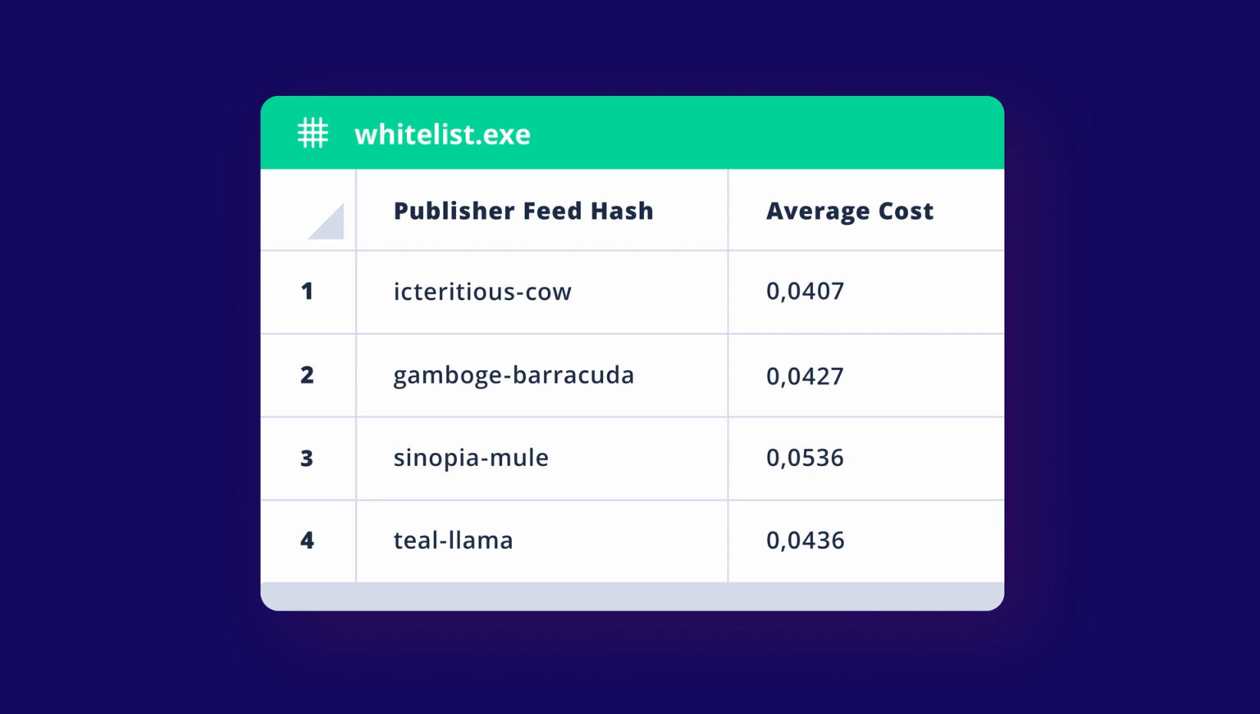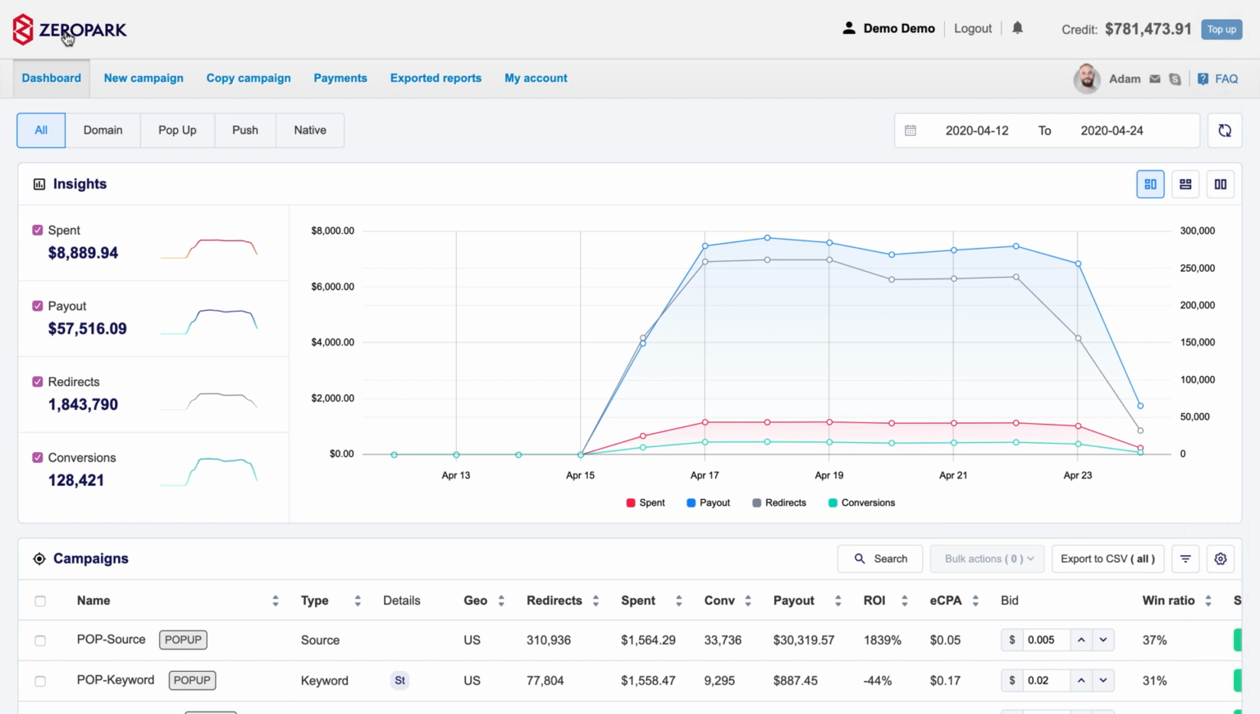How to create your own whitelist? First, create a RON campaign. In this way, you will be able to get the needed data on what sources and targets work best for you. For this tutorial, I will run a push traffic RON campaign.